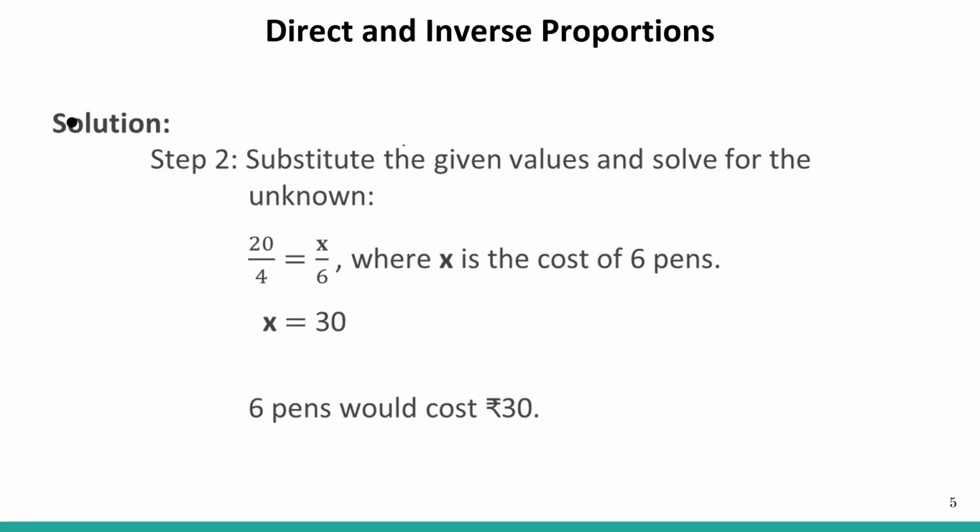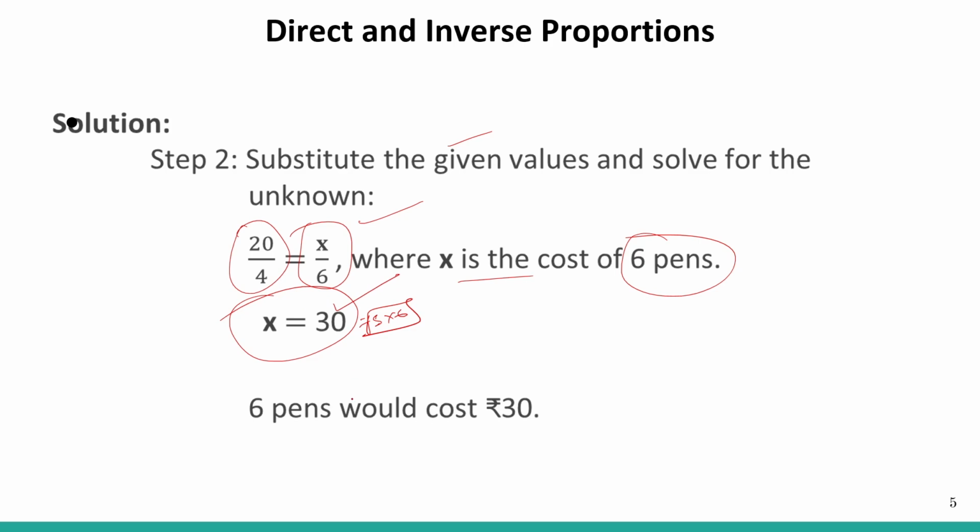Substituting the given values and solving for the unknown, 20 by 4 is equal to x by 6. So x is equal to 5 into 6, which is 30. So x is the cost of 6 pens, that is actually 30 in this case. So 6 pens would be costing you 30 rupees.